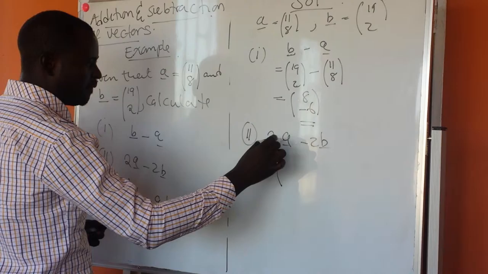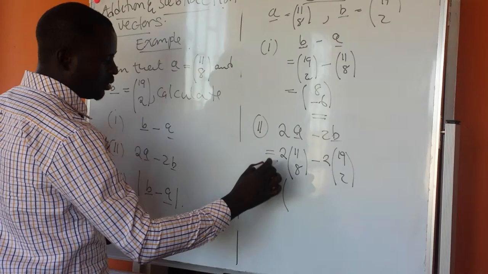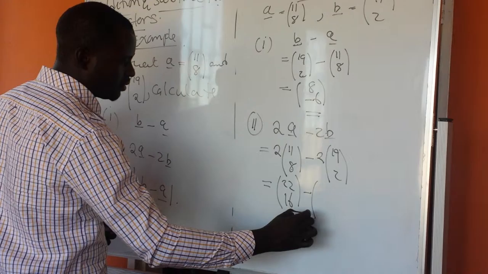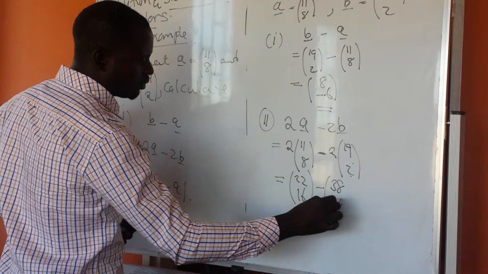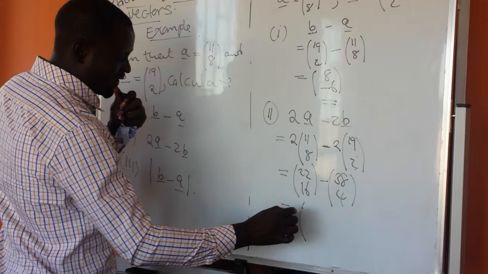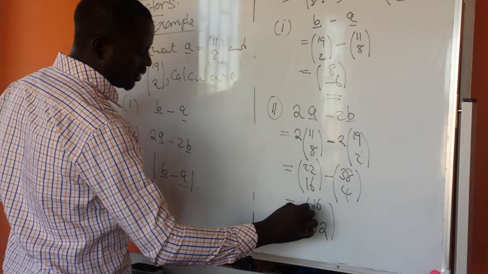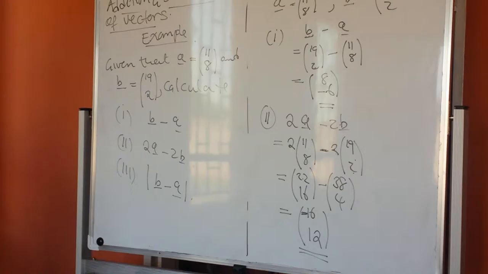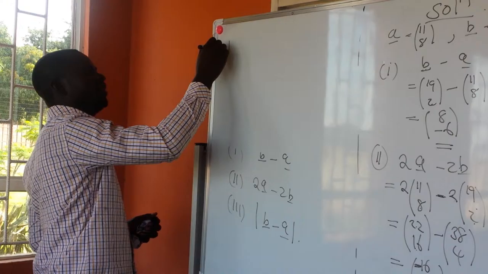Number 2, they want vector 2A minus vector 2B. So this equals 2 multiplied by vector A, which is (11, 8), minus 2 multiplied by vector B, which is (19, 2). So this equals 2 times 11, 22, 2 times 8, 16, minus. When you are multiplying, don't allow the sign to affect the inside. Ignore the negative, just take the numbers. 2 times 19, 38, 2 times 2, 4. So this equals 22 minus 38, which gives us negative 16, and 16 minus 4, which gives us 12. So that is 2A minus 2B.